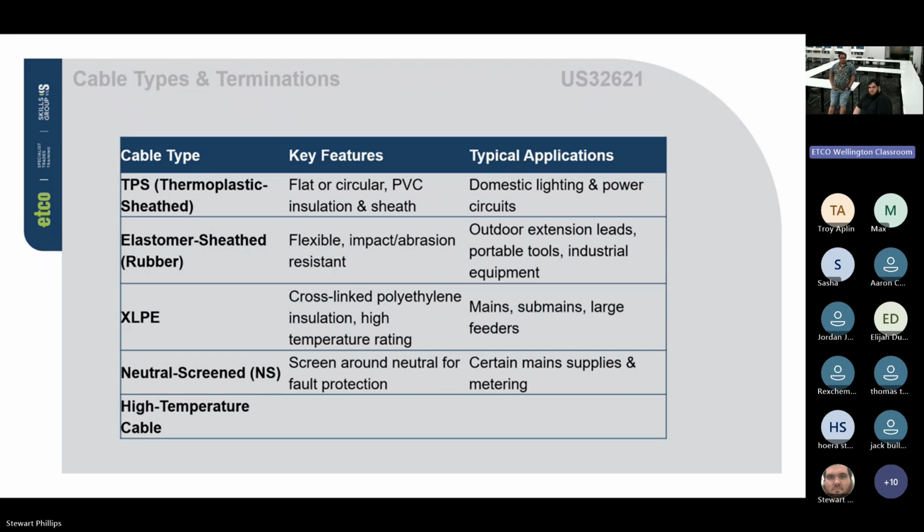High temp cable. So special insulation, usually silicon or fiberglass. I've never got to play with it. Have you? I turn cable all the time, baby. Cool. So it's used for ovens, furnaces, and industrial heating zones. So not something that your general house sparky will get to play with.